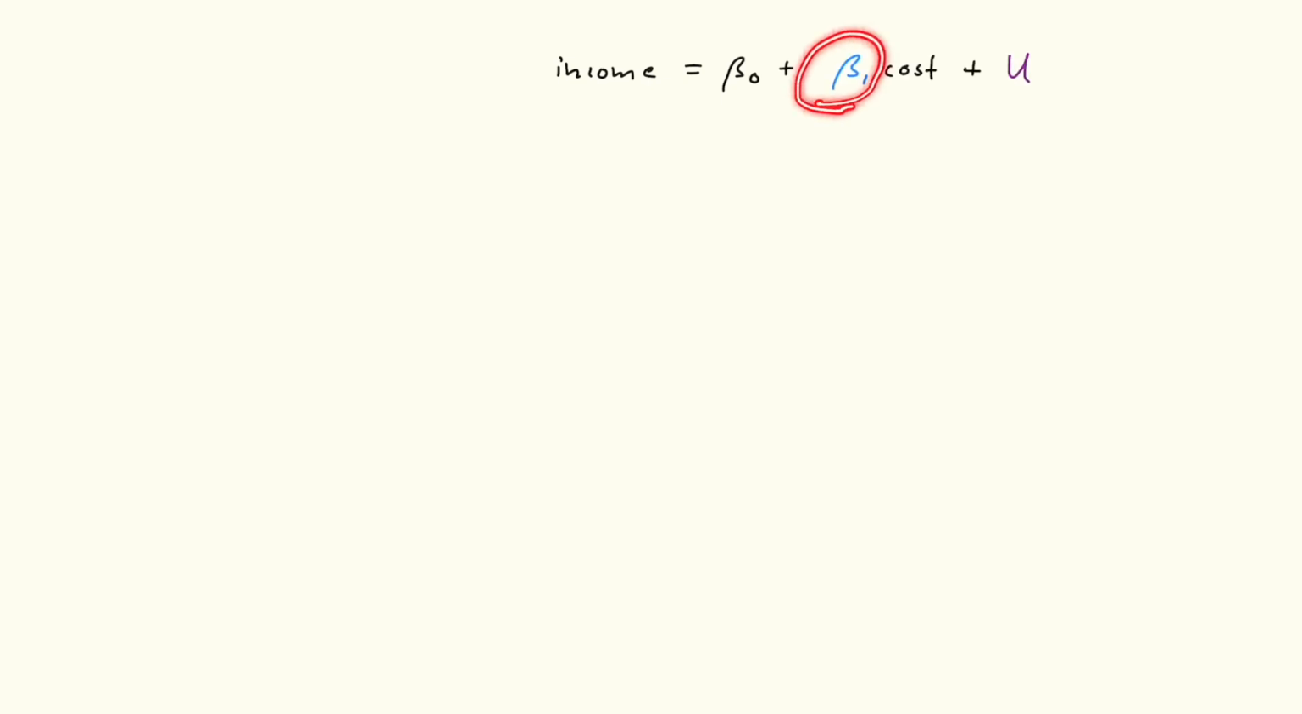Beta 1 is the causal effect of the cost of education. It is the population parameter that we want to learn about, or that we want to conduct statistical inference on. To use the toolbox of statistical testing to learn about beta 1, we have to construct a test. And to construct a test, we need three important ingredients. First, we need a null hypothesis. Then we will need a test statistic. And finally, we need a decision rule.